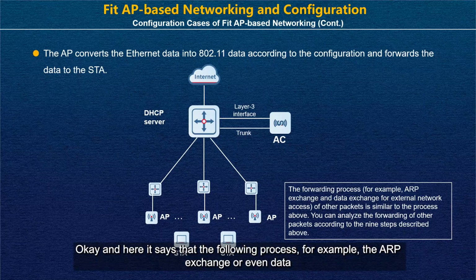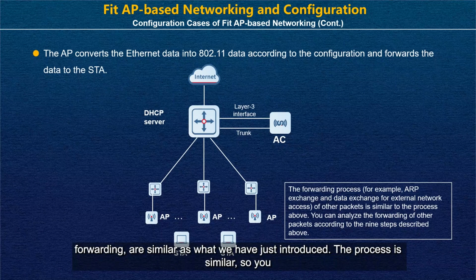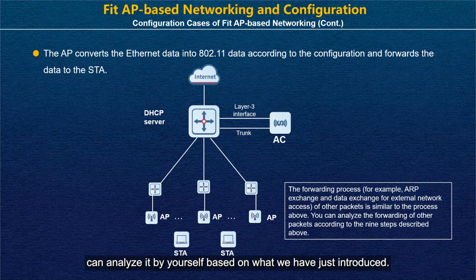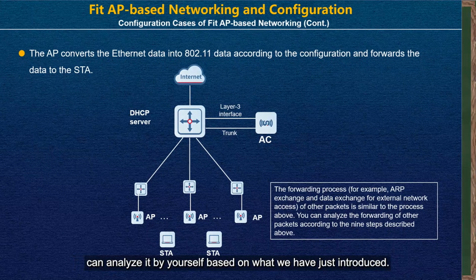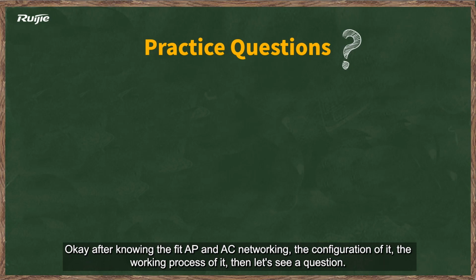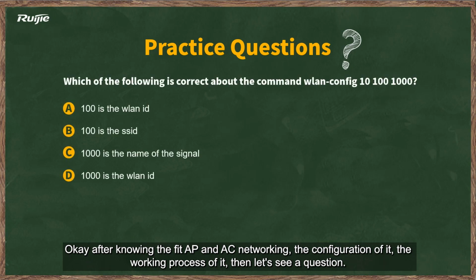Okay, and here it says that the following process, for example, the ARP exchange or even data forwarding, is similar to what we have just introduced. The process is similar. So you can analyze it by yourselves based on what we have just introduced. Okay, after knowing the AP and AC networking, the configuration of it and the working process of it, then let's see a question.